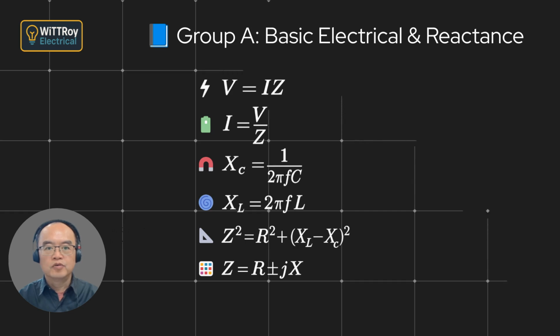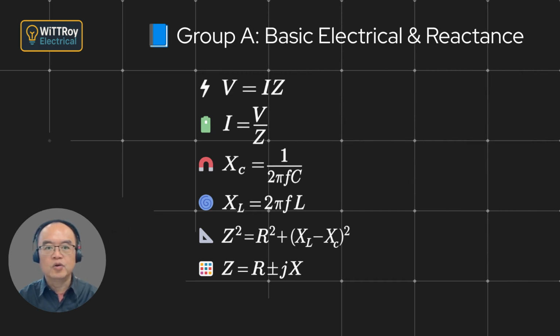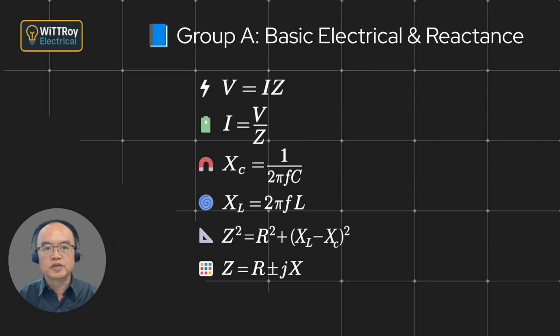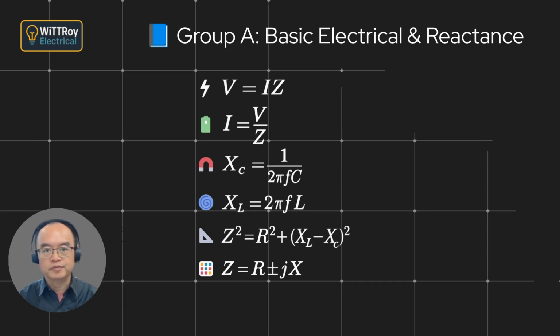Now we go to the next formula. The formula is XL equals 2 pi FL. This formula is used to calculate inductive reactance in an AC circuit. XL means inductive reactance in ohms. F means frequency in hertz. L means inductance in henries. Repeat, XL equals 2 pi FL.